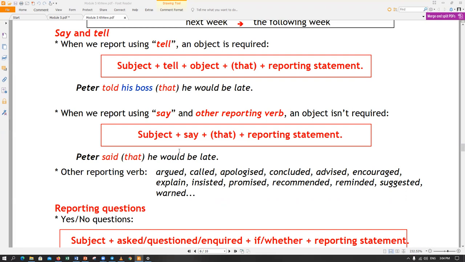Subject plus say that plus reporting statement. That's the second one.